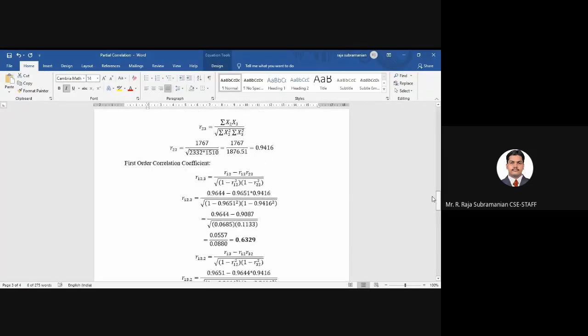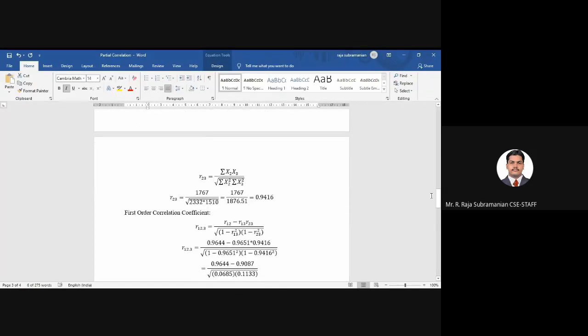Now there is another shortcut method also to find this partial order correlation coefficient. But for understanding it, you need to see the derivation also. That shortcut will be useful when you find the second order, third order and all. So when I explain the derivation to you, at that point of time I'll show you how to find those.